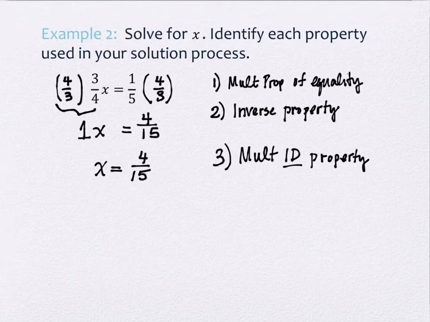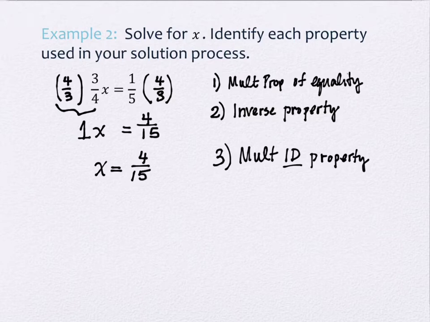You almost look at this problem and you're like, it's a one-step problem. But there are 3 properties of equality that we had to use to actually make that work. We had to use the multiplication property of equality, the inverse property, and the identity property to actually see all those pieces come into play the way we wanted them to. Okay, example 3, same idea.